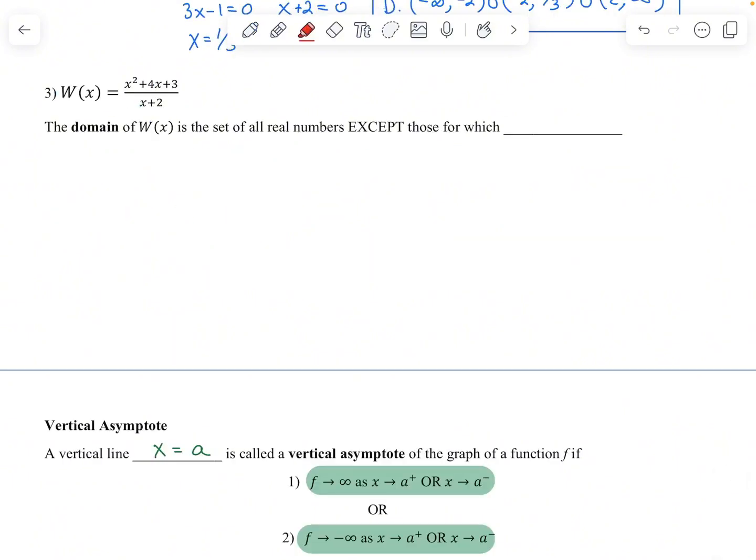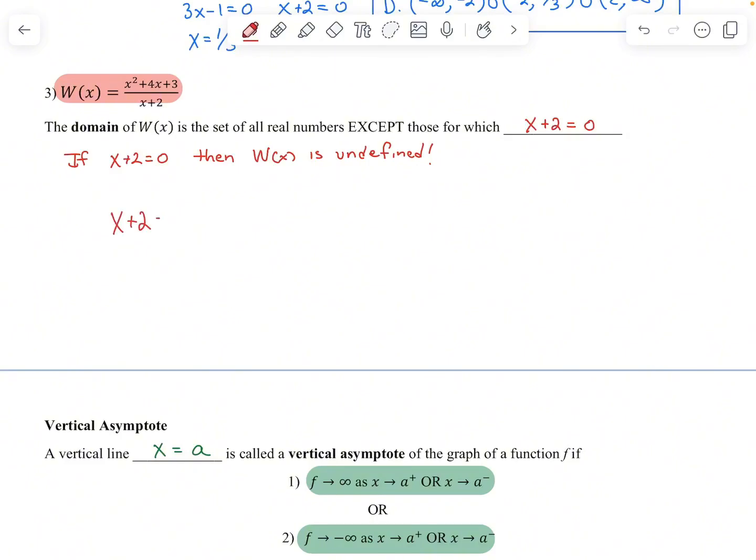And finally, we have example 3. Find the domain of w(x) = (x² + 4x + 3) / (x + 2), and write the domain in interval notation. The domain of w(x) is the set of all real numbers except those for which x + 2 is equal to 0. If x + 2 is equal to 0, then w(x) is undefined.